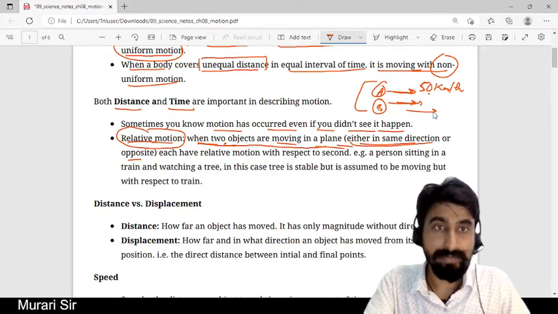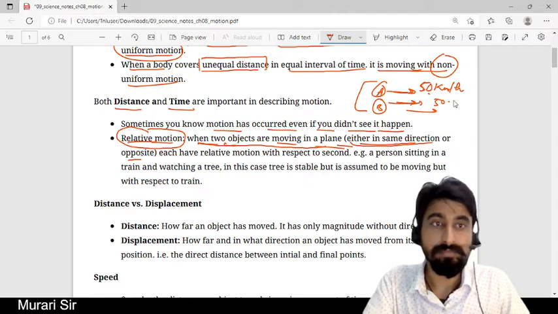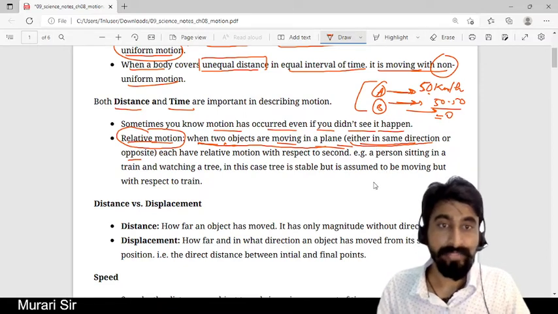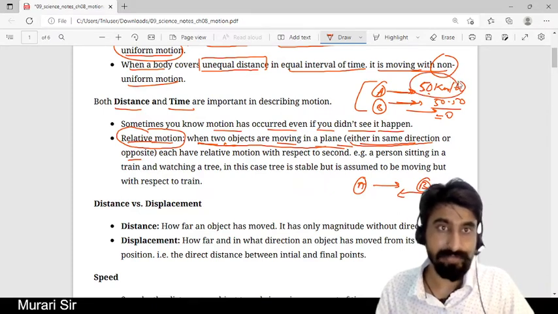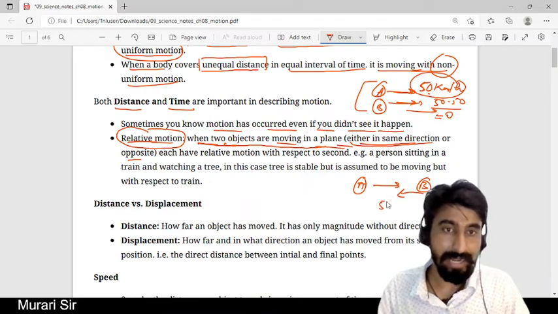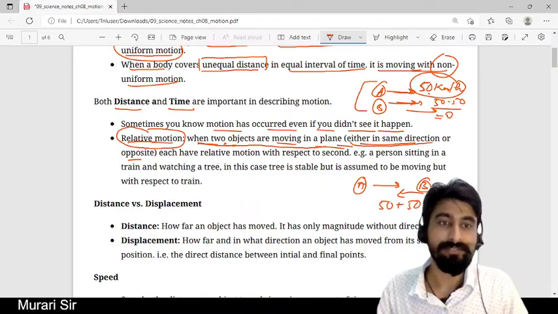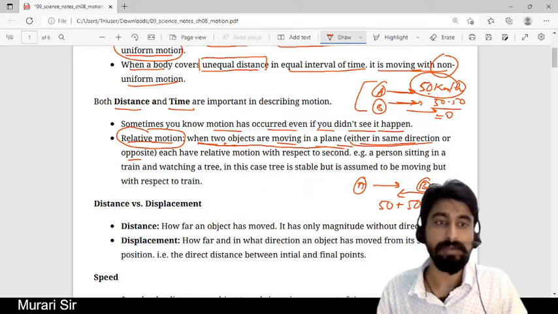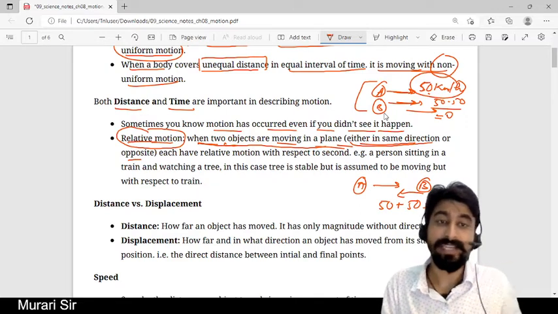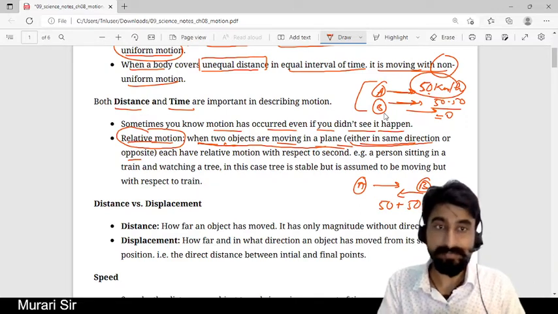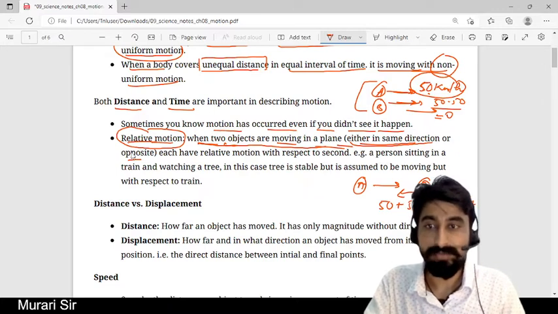Right, if they are moving in the same direction, then 50 kilometer minus 50 kilometer, the relative speed will be 0. But if in case they are moving opposite to each other, then suppose A is here moving in this direction and B is moving in this direction, still the speed is the same, 50. Then in this case we will add 50 to 50, that will be 100 kilometer per hour. What does this mean? Simple, you just have to understand that if one object is stopped and the second object is moving with double the velocity. All right, so that is the concept of relative velocity.